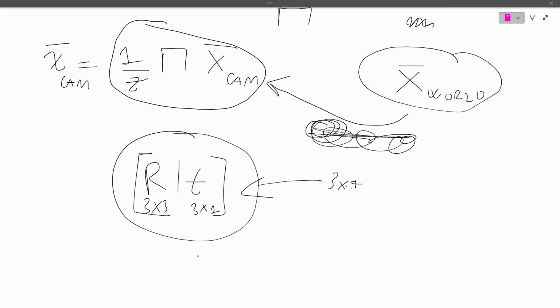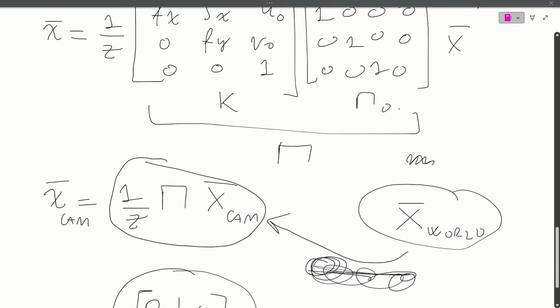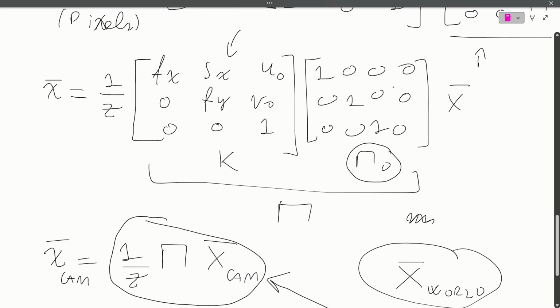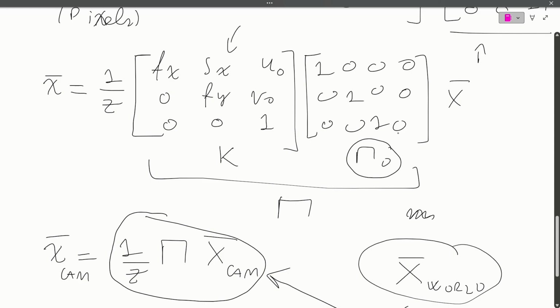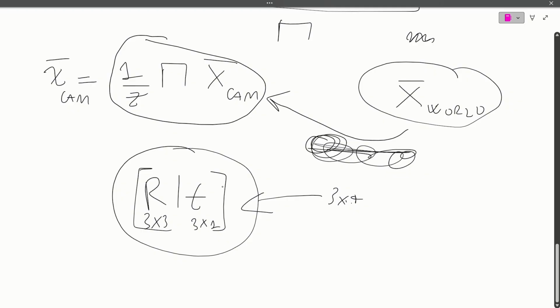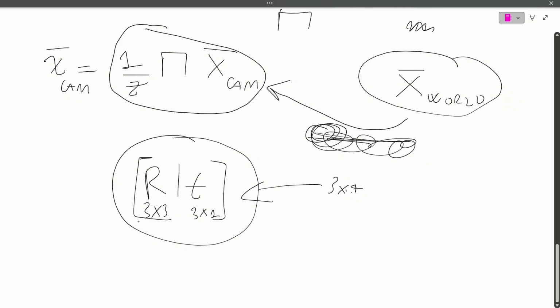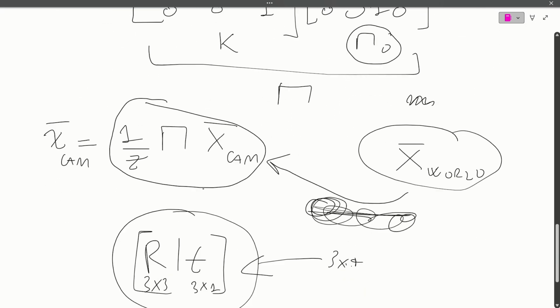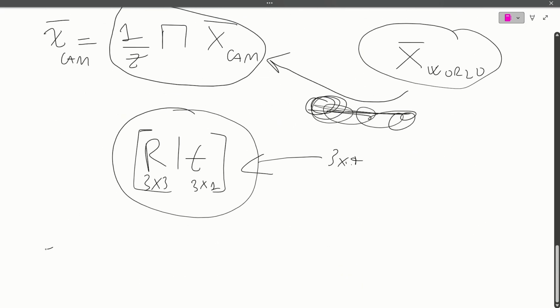But basically, the role of this matrix here, p0, is just to delete a coordinate. So we can encode this function inside the roto translation matrix, putting just 0, and so we can rewrite everything, and we will obtain that x cam is equal to 1 over z.